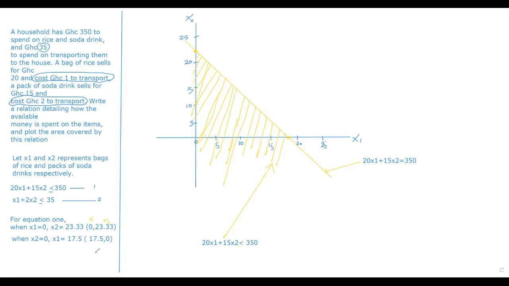So now we are done with inequality 1. Now let's move on to inequality 2. For this we are going to get the coordinates for expression 2. This one is an inequality, so why am I saying equation? Sorry. So for mathematical expression 2, let me change this to expression or inequality.